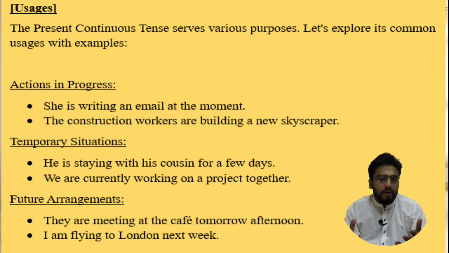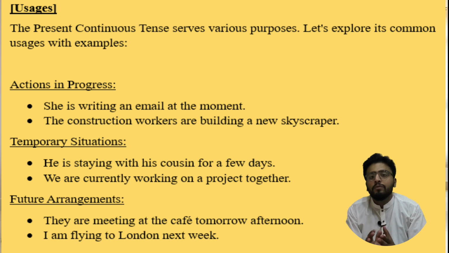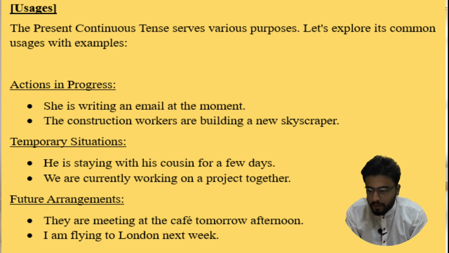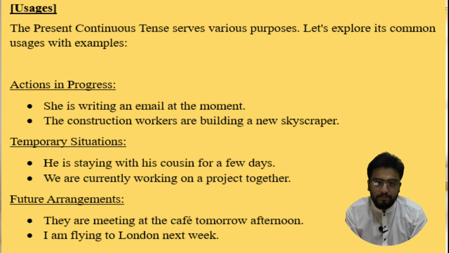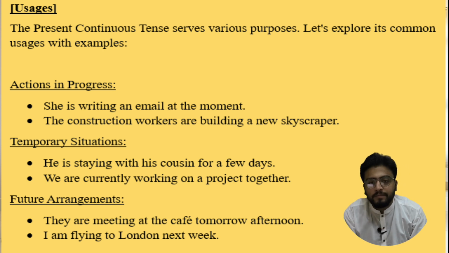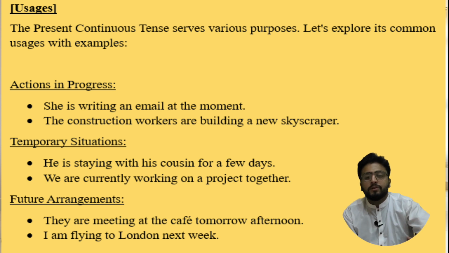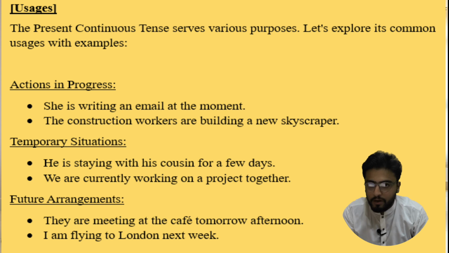So see, it is a temporary situation, and to talk about a temporary situation or to tell about a temporary presence of a person somewhere, we use present continuous tense. Second example, we have that we are currently working on a project together. Two friends meet another friend, and as their conversation progresses, they tell the third friend that these days or currently we are working together on a project in our company.